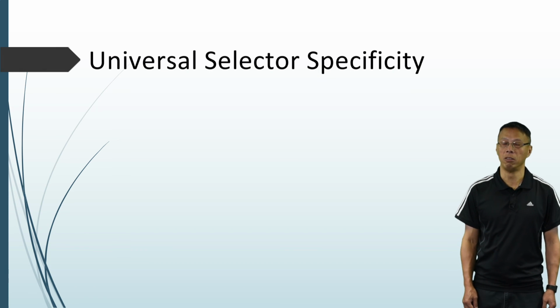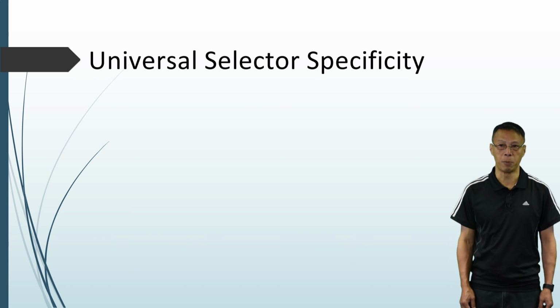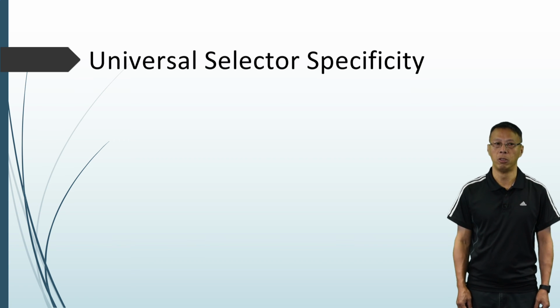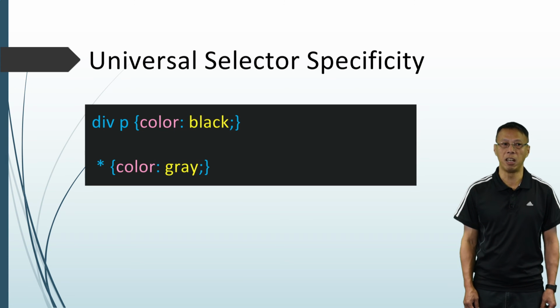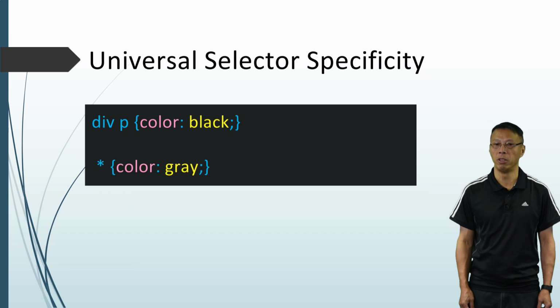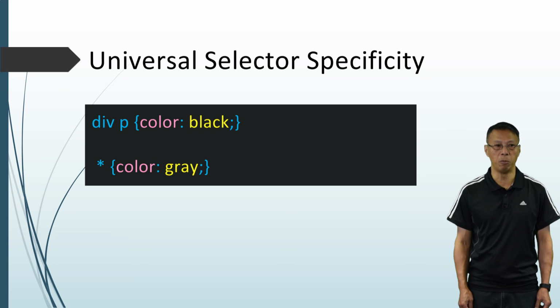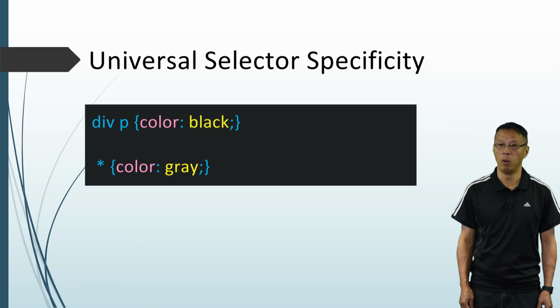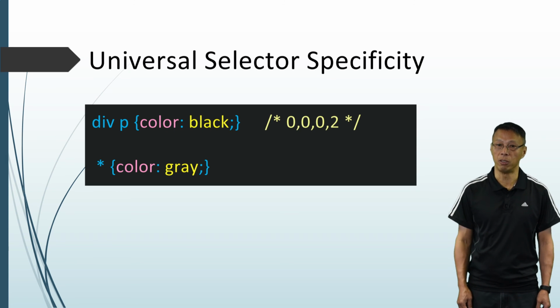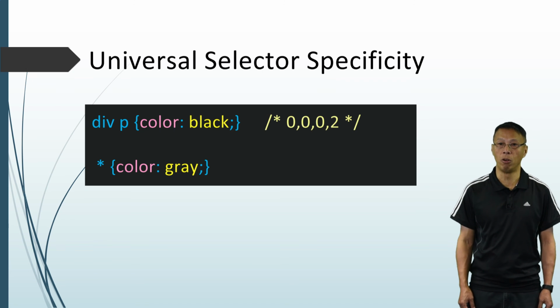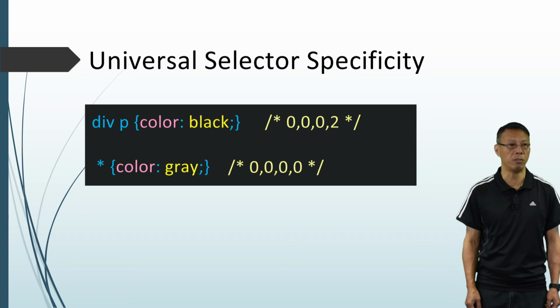Well, we would like to understand more about universal selector specificity. Universal selectors do not contribute to the specificity of a selector. Here we have some examples. Example 1, a paragraph element that descends from a div element will be black. And then this is the coordinate 0002 being associated. The other example is all other elements will be gray. Because of the universal selector definition, the specified coordinates will be only 0000.